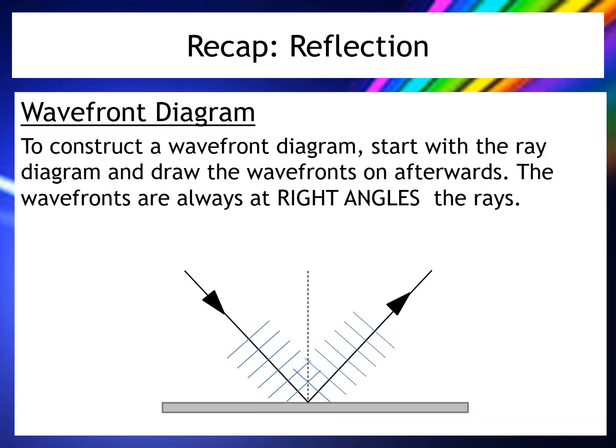We've also seen that we can represent reflection using both the ray diagram we just looked at and also a wavefront diagram. And a quick reminder that these wavefronts are drawn at 90 degrees to the ray. And this is as if we're looking down on the wave from above and just seeing the peaks of those waves. So this is an example of a wavefront diagram for reflection.